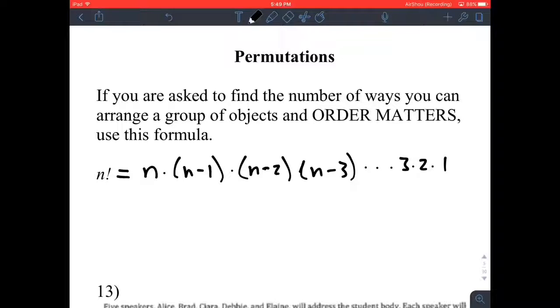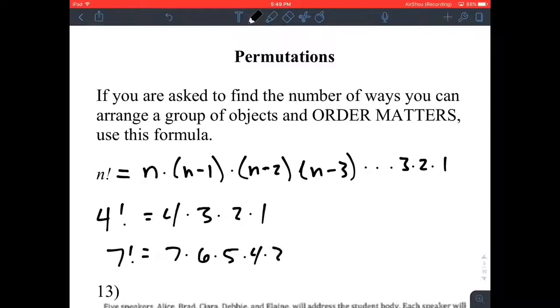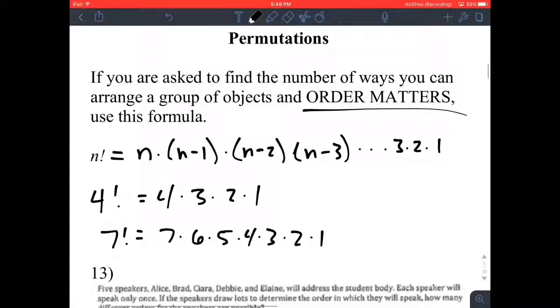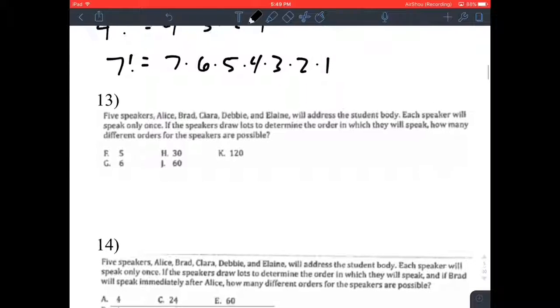As an example, let's say you're supposed to find 4 factorial. That's 4 times 3 times 2 times 1. If you're asked to find 7 factorial, that's 7 times 6 times 5 times 4 times 3 times 2 times 1. For permutations, the order matters, and let me explain what that means with an example.